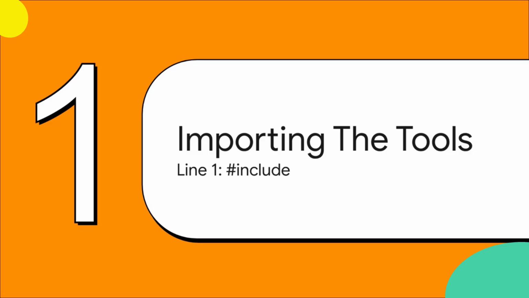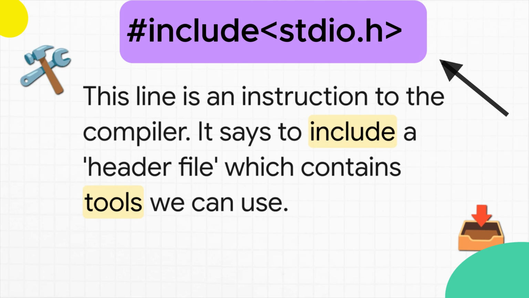Just like any good project, before you can start building anything, you have to get your tools ready. And that's exactly what this first line of code is doing. This line right here, #include stdio.h, is actually a special instruction. It's a command that runs before our main program even starts. It's basically telling the computer, hey, go grab this file called a header file and get it ready because I'm going to need the stuff that's inside it.